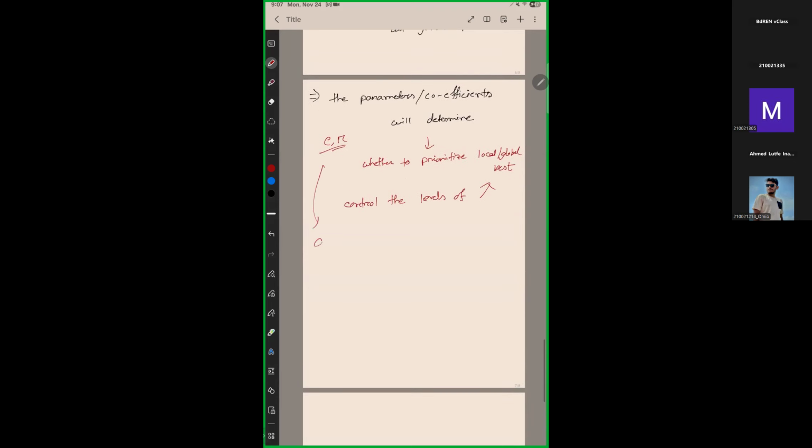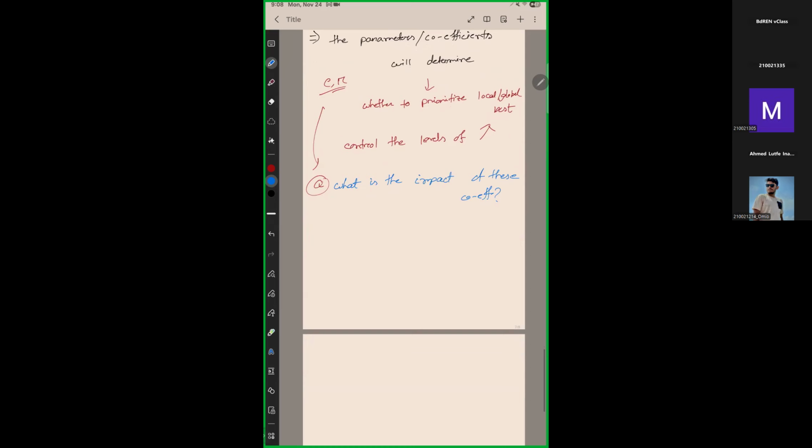So here comes the question: what is the impact of these coefficients? আচ্ছা, let's see. Let's give you a scenario now. Okay, some birds. Don't get bored. একটু ধৈর্য ধরতে হবে এটা বোঝার জন্য। Some birds may be far away from the solution.